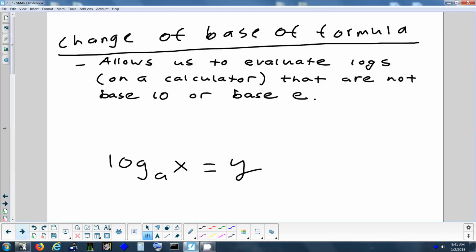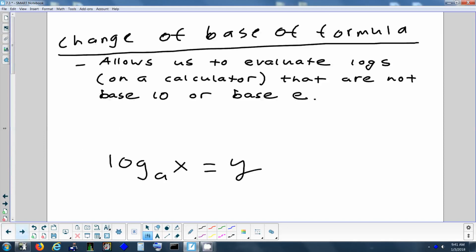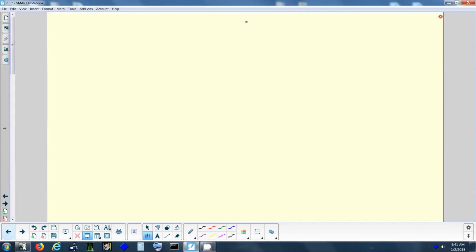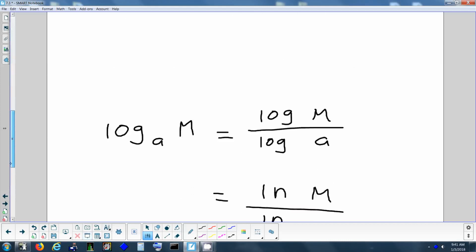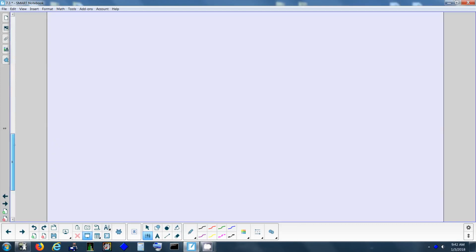All right. So on a calculator, can someone remind me, what are the two bases we can do again? 10 and e. So there's got to be a way. What if I wanted to know the answer to log base 5 of 12? There's got to be a way to figure it out, even though it's not base 10 or e. And here it is.